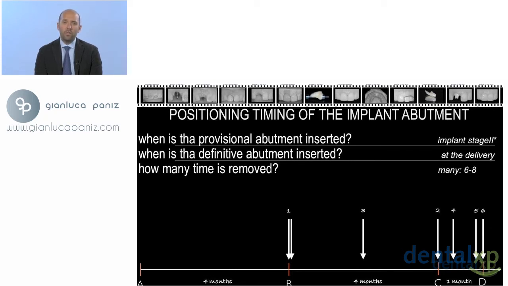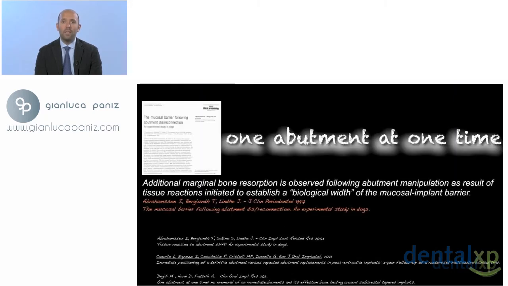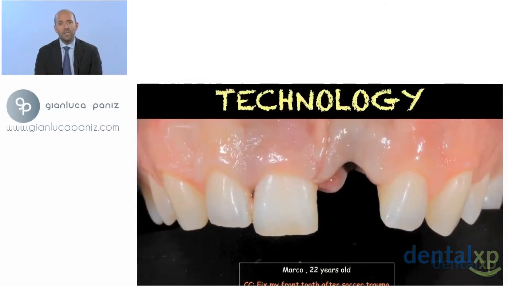And we have some literature that is forcing us to the concept of one abutment at one time. It means to deliver the definitive abutment at the earliest possible stage, because this procedure of removing and reinserting the abutment can create some damage to the peri-implant soft tissue and hard tissue. So technologies helped us in these cases, the case of Marco, to reduce the number of times of insertion of the abutment. We tried to have a one abutment, one time concept applied in this specific case.